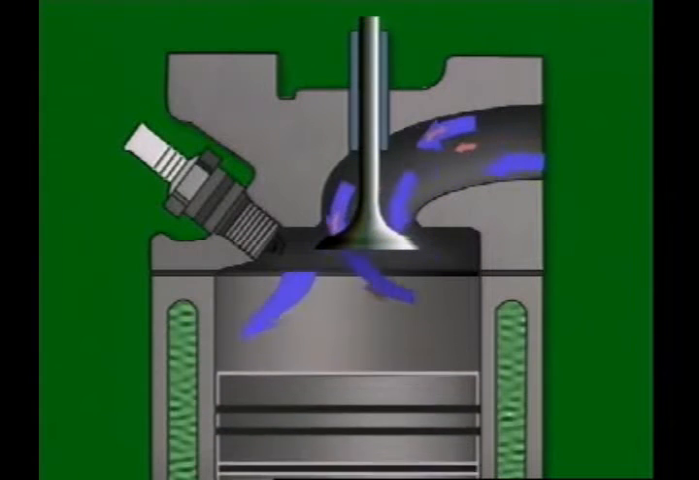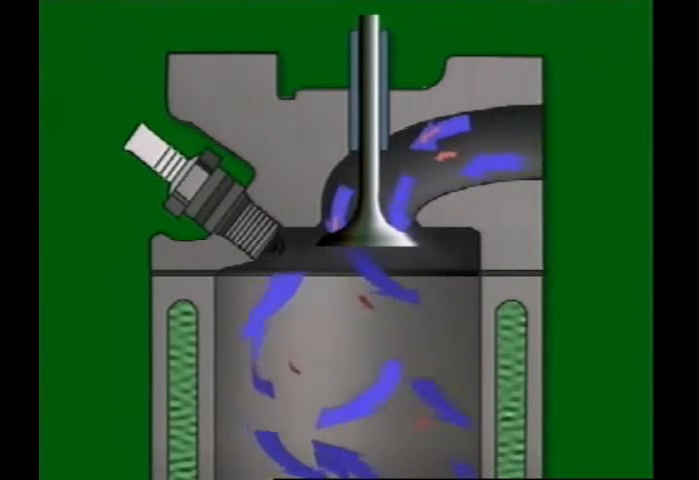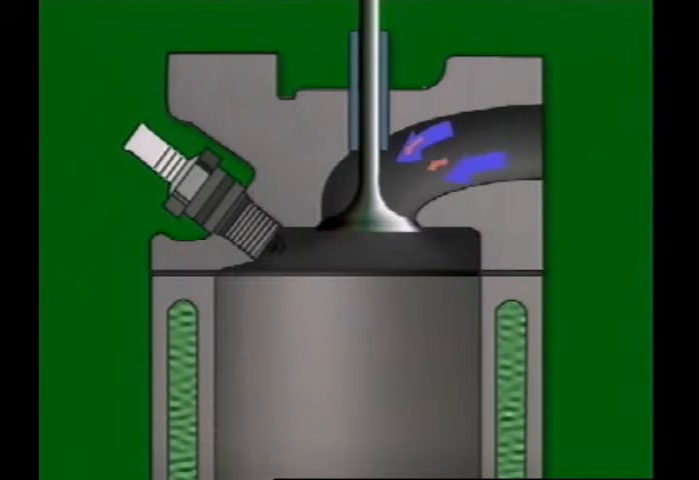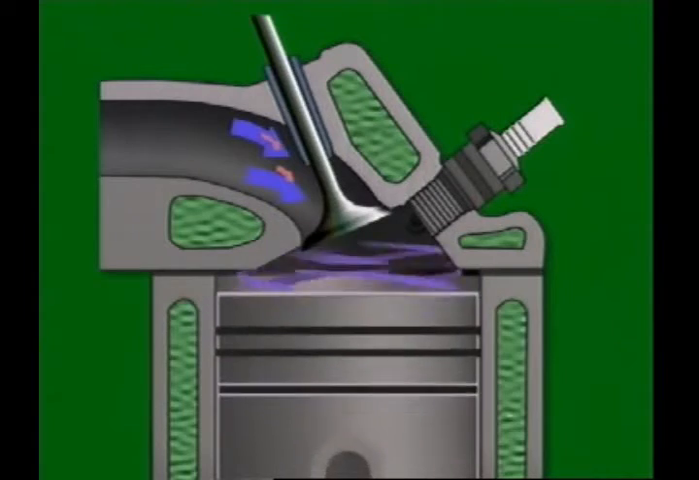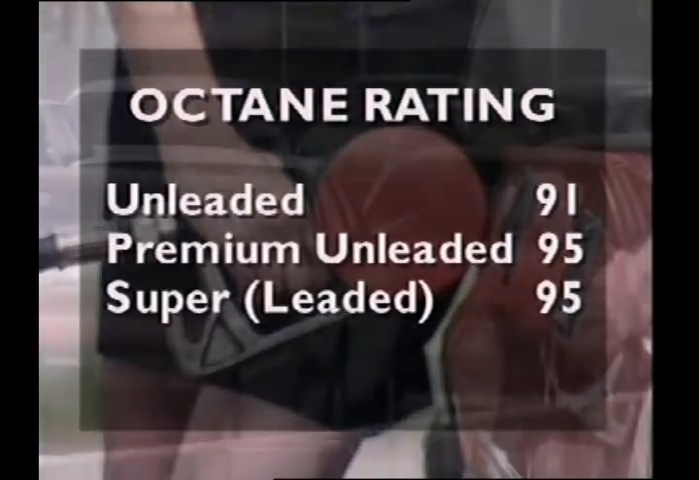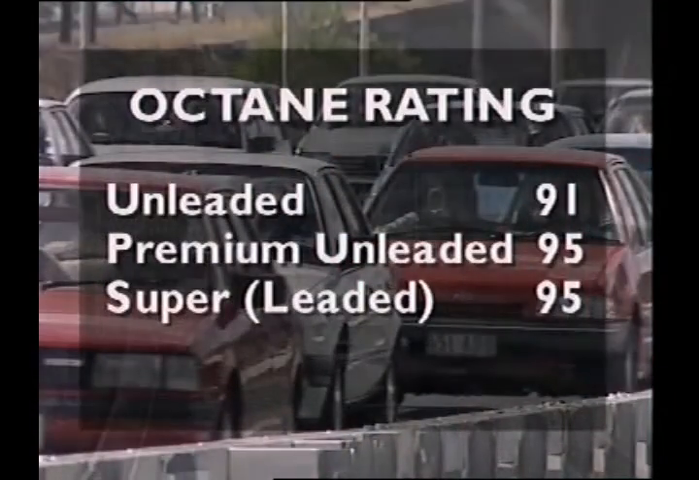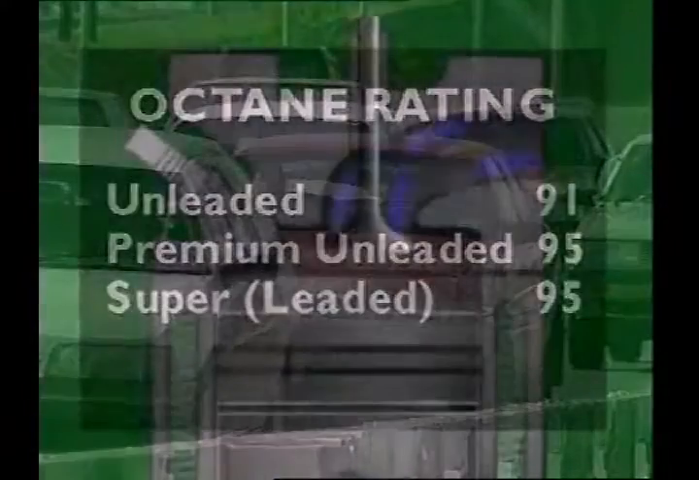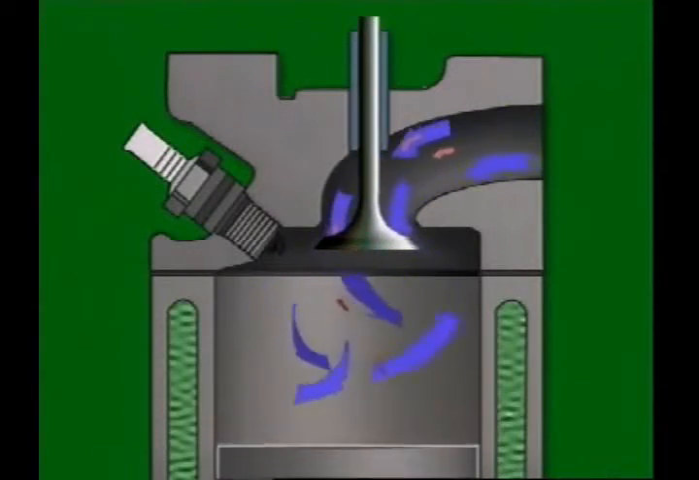How petrol burns must be controlled. If it burns too quickly, it can cause detonation, sometimes called ping or knock. So special additives are used to slow down the rate of combustion. Octane rating is a measure of how well a petrol resists detonation. The higher the rating, the less likely it is that detonation will occur.